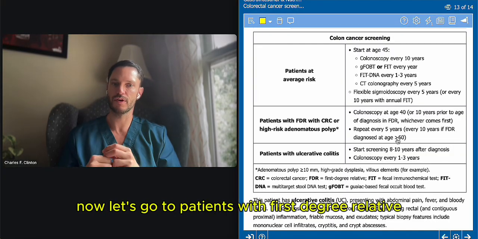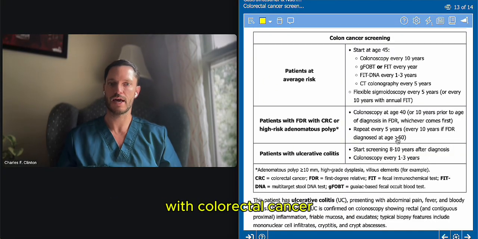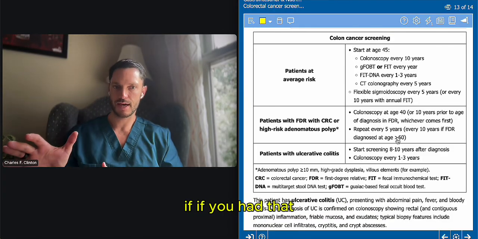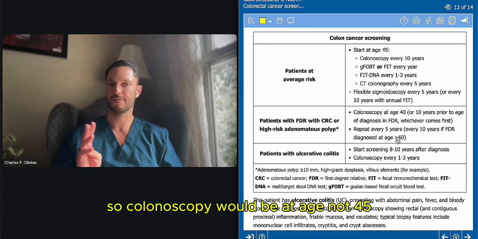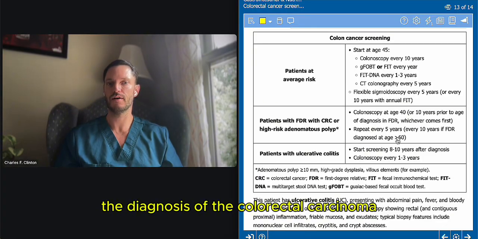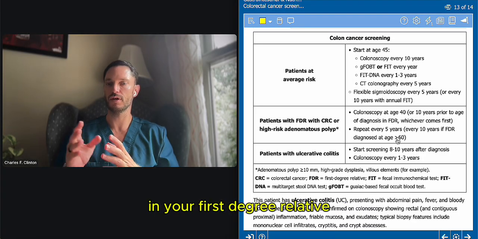Now let's go to patients with a first degree relative with colorectal cancer, or a high risk adenomatous polyp from prior, okay? If you had that, colonoscopy would be at age not 45, but age 40, or 10 years before the diagnosis of the colorectal carcinoma in your first degree relative, whichever comes first.